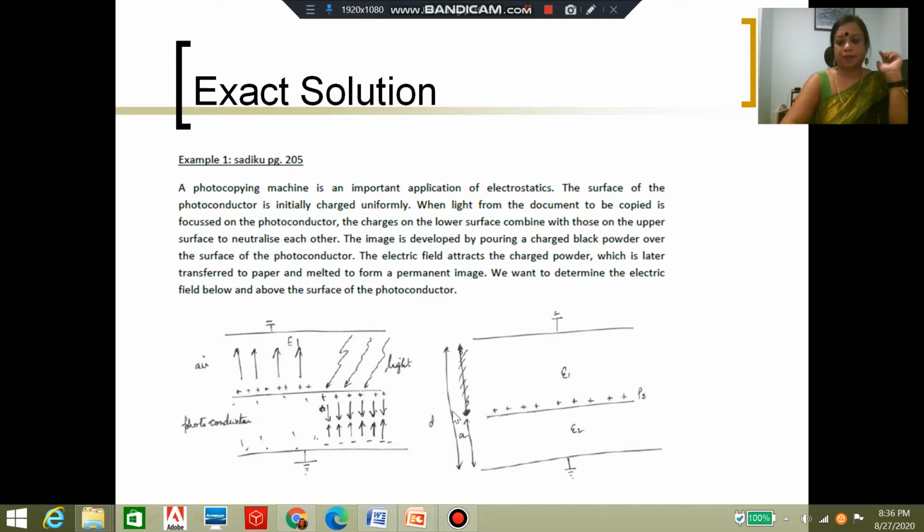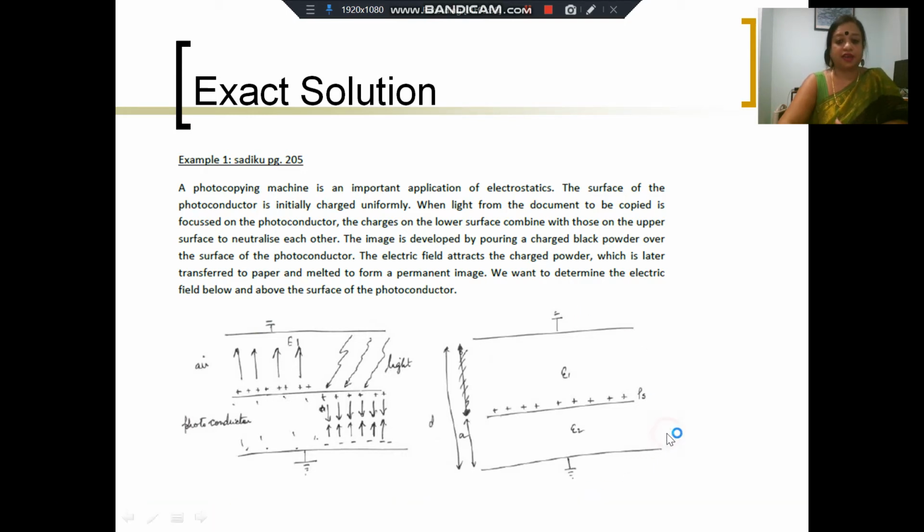In this particular example, what we would like to do is determine the electric field above and below the surface of the photoconductor, of course in an idealized situation. So you have two materials. You have a material with epsilon R1 and you have a material with epsilon R2. Epsilon 2 is the material of the photoconductor and epsilon 1 is air. You don't really have a potential applied, but you have some free surface charge on the interface between epsilon 1 and epsilon 2. The thickness of epsilon 2 is a, and the thickness of the entire two blocks together is d. This is earthed.